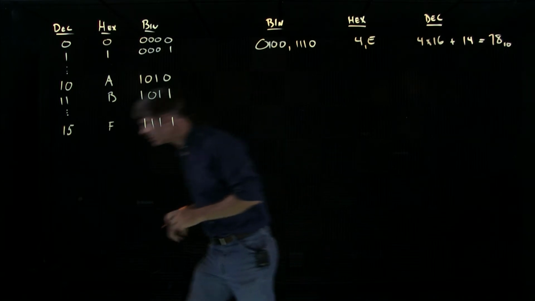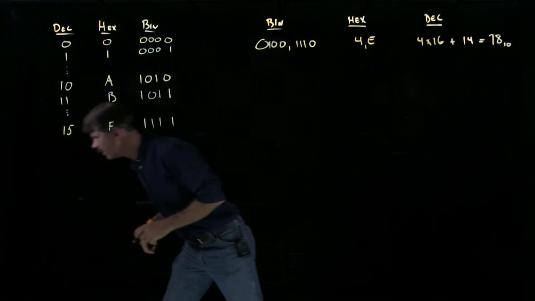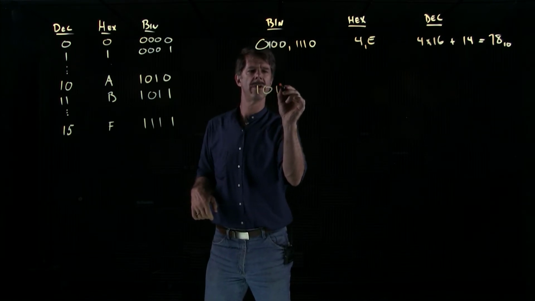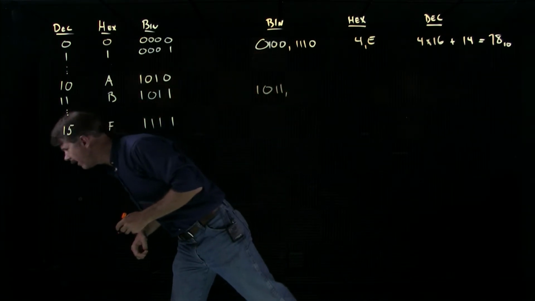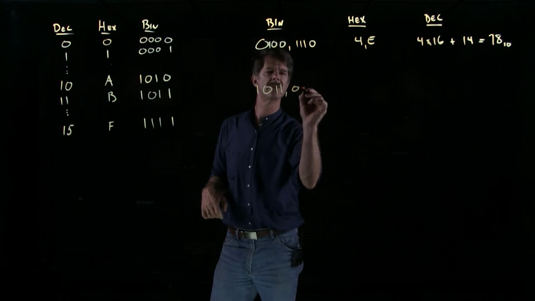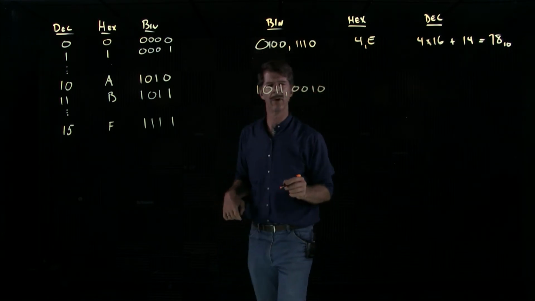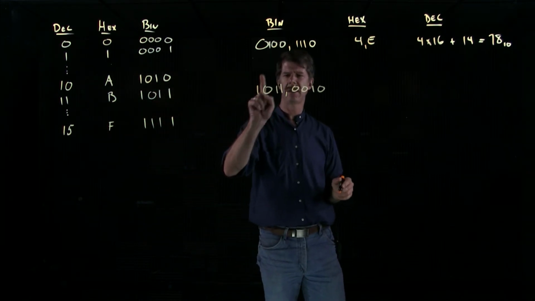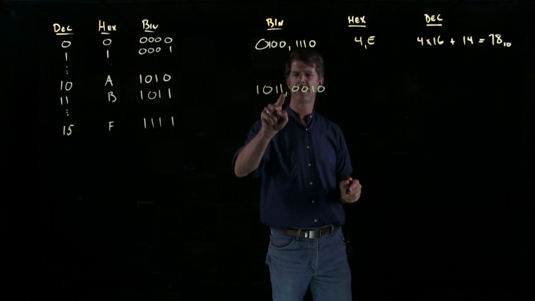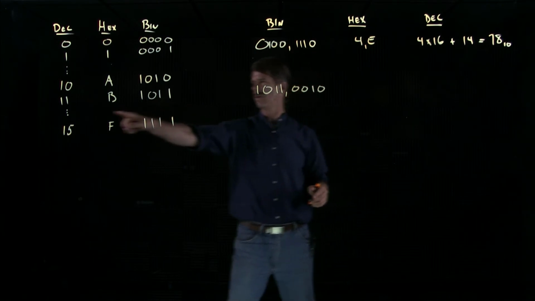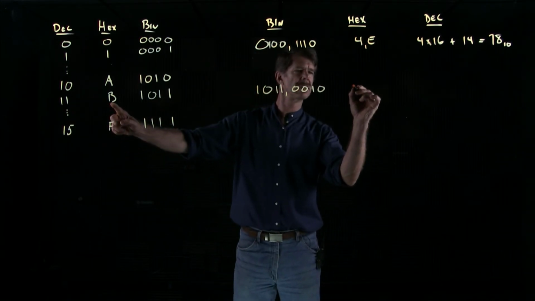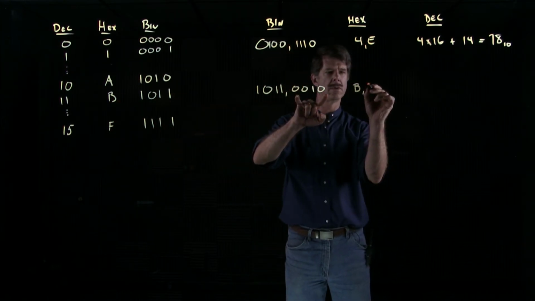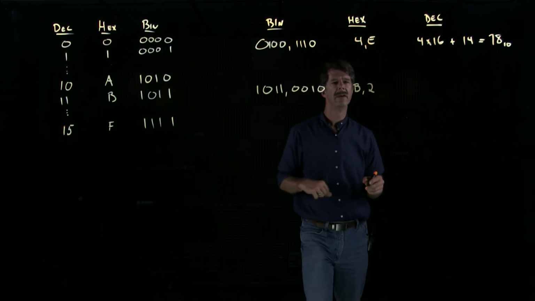Let's do another one. Examples are good. 1, 0, 1, 1, 0, 0, 1, 0. Let's do 1, 0, 1, 1 in the first nibble, and 0, 0, 1, 0 in the second one. So this is 8 plus 2 is 10, plus 1 more is 11. Oh, we wrote that one down. That's B. How nice. And that looks like 2. All right, not so bad.